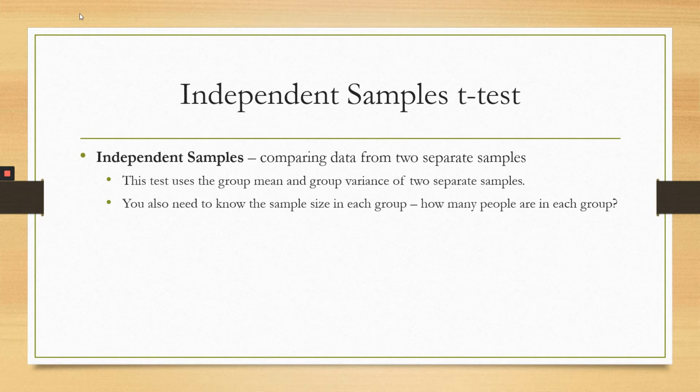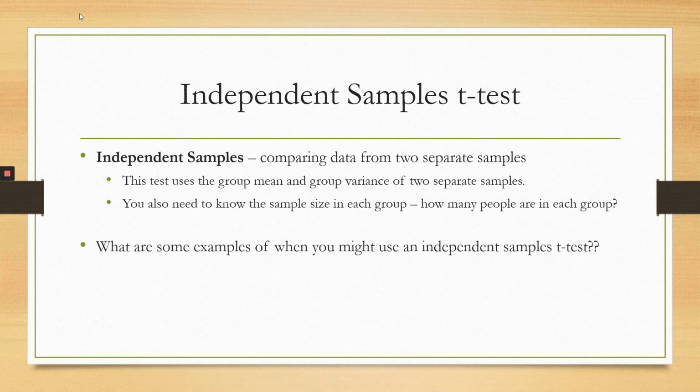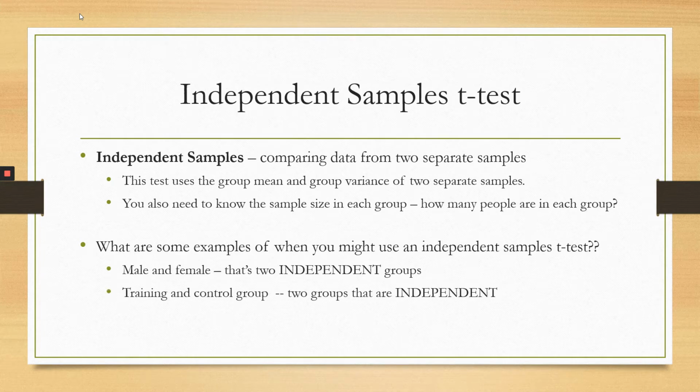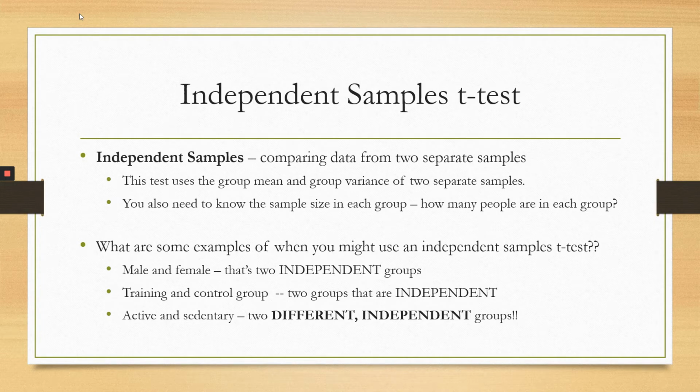But the main thing is that when you're comparing two different groups, two independent groups, like male and female, or training and control, a trained group versus a non-trained group, or an active group versus a sedentary group, those are two different independent groups. You're going to use what's called an independent samples t-test. That's comparing two independent groups. One group is over here, the other group is over here, and they don't deal with each other. They're completely independent. Independent samples t-test.